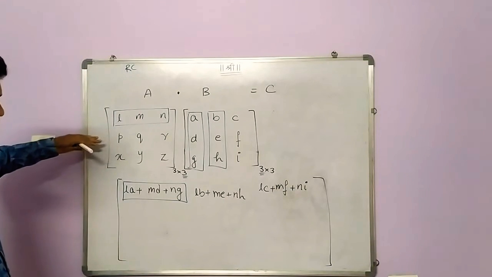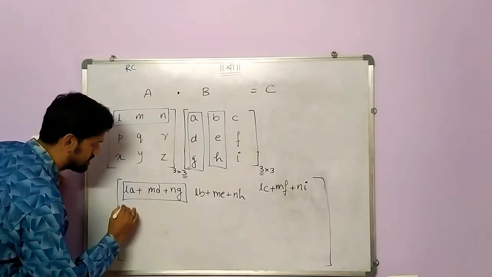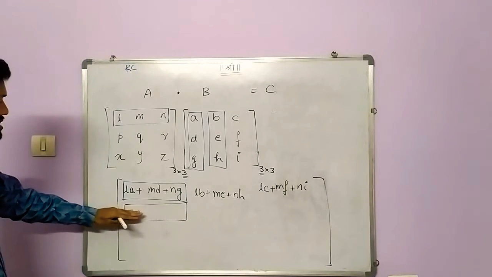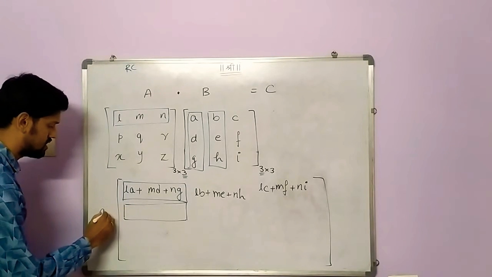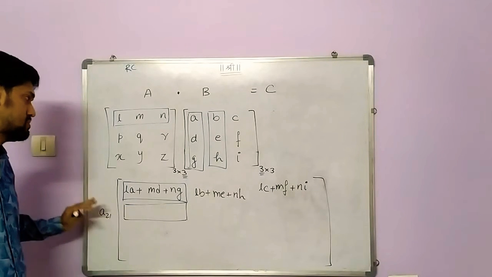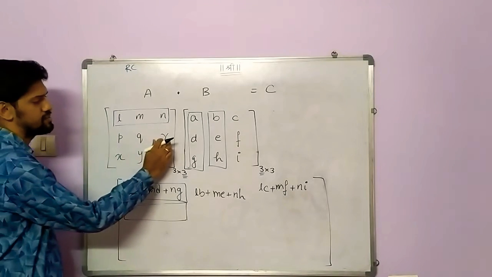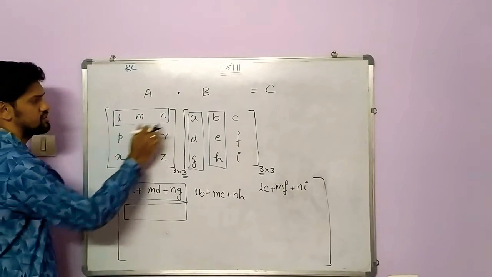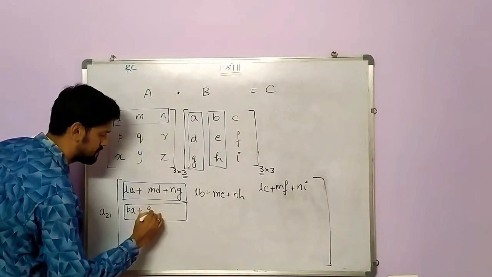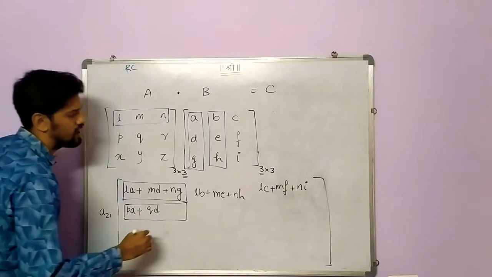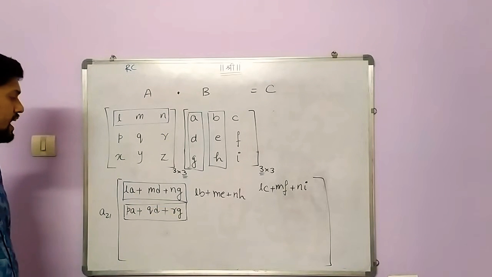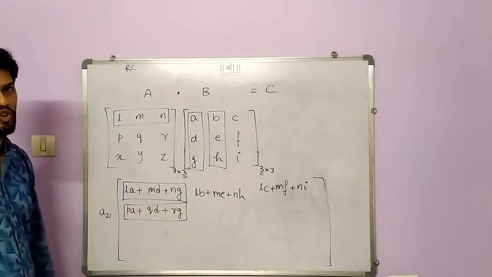Now again, maybe I will get this particular element now. For this, the address that you call it is A21 because it is in the second row and first column. So what I will do is I take the second row from this and first column here, so it will be P into A, Q into D, R into G. All these three are to be added. Whatever is the answer will come over here.